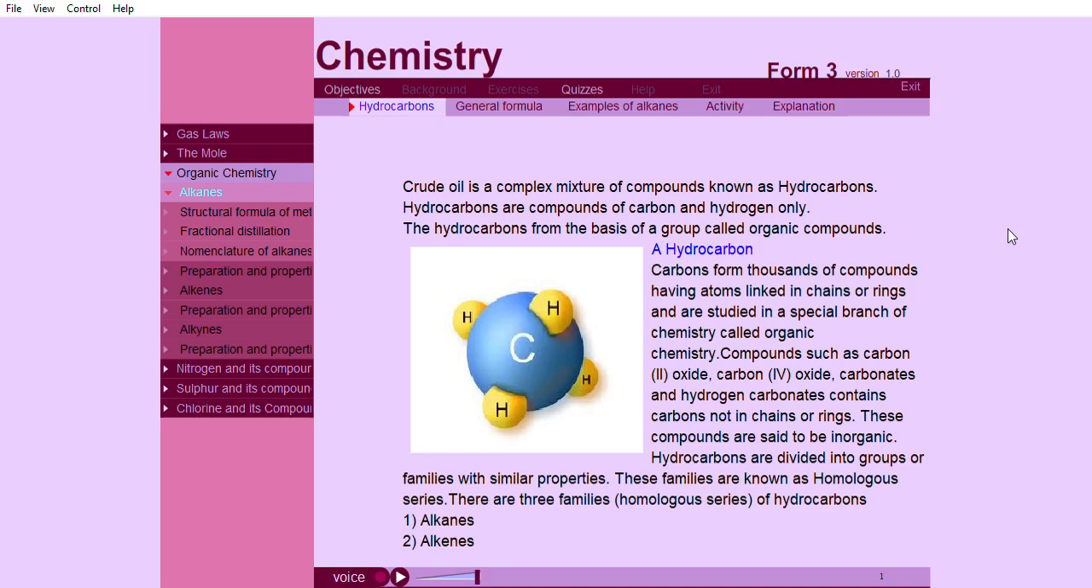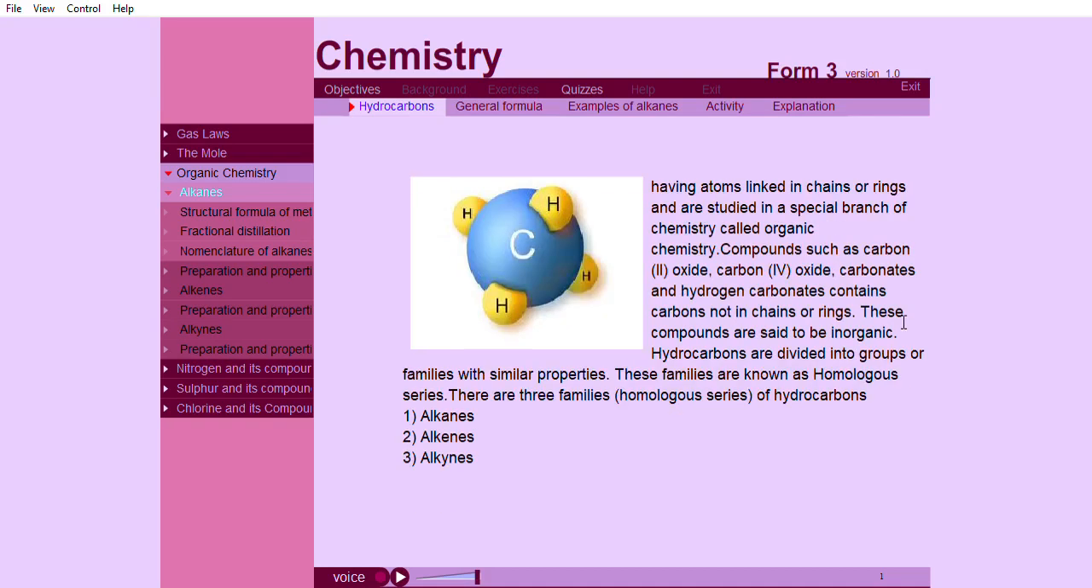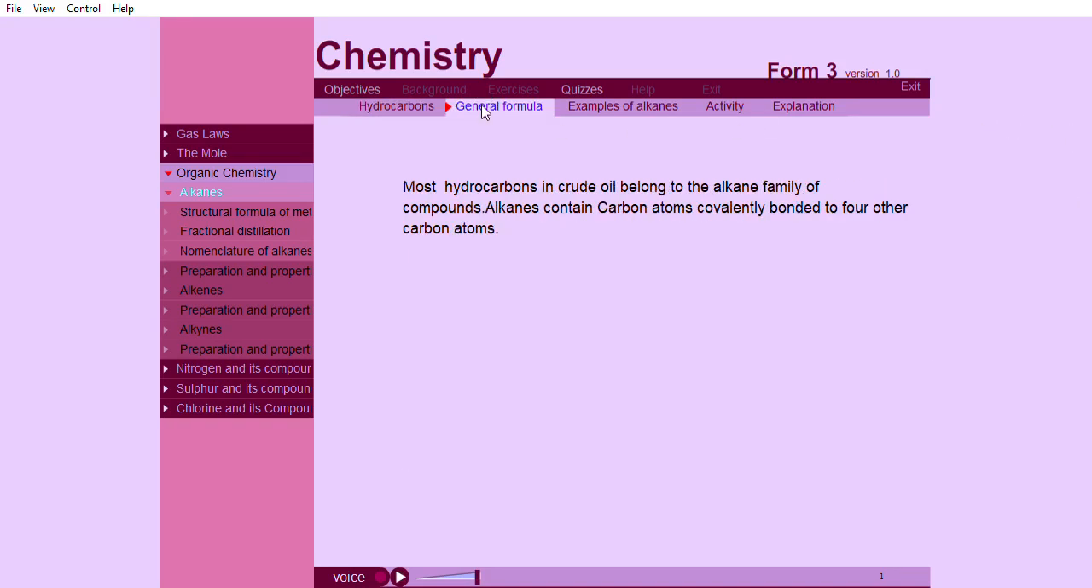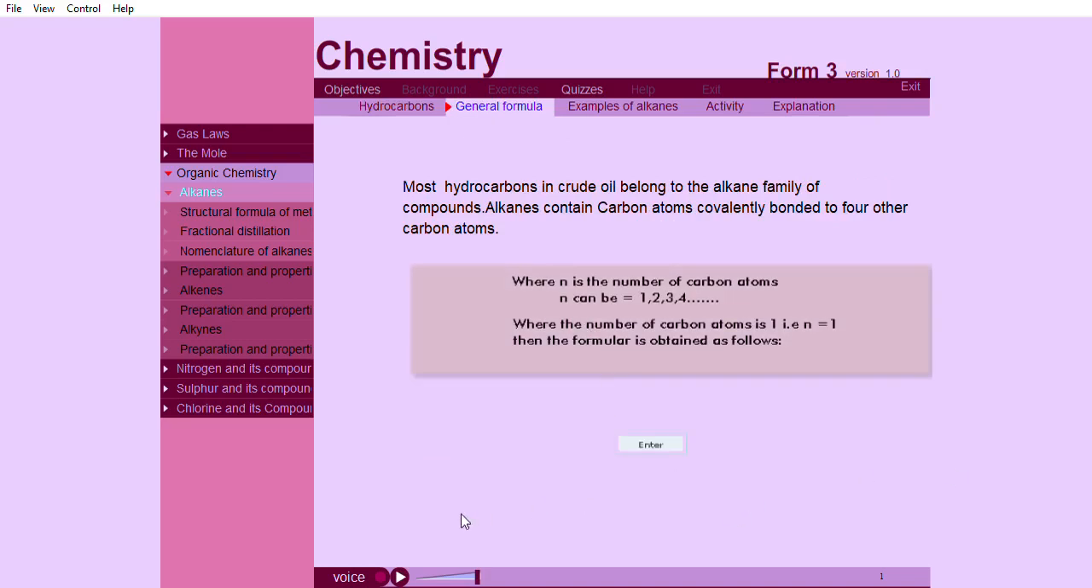Hydrocarbons are divided into groups or families with similar properties. These families are known as homologous series. There are 3 families or homologous series of hydrocarbons: alkanes, alkenes, and alkynes. Most hydrocarbons in crude oil belong to the alkane family. That is, n is equal to 1.